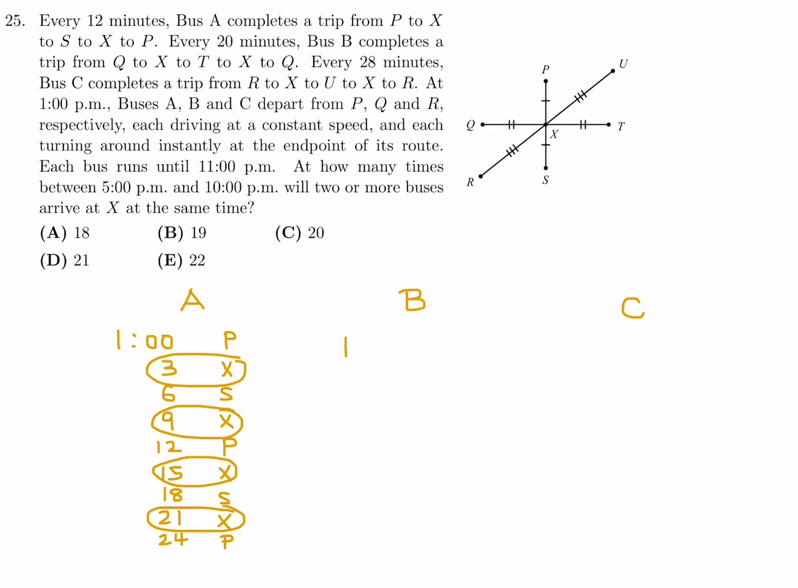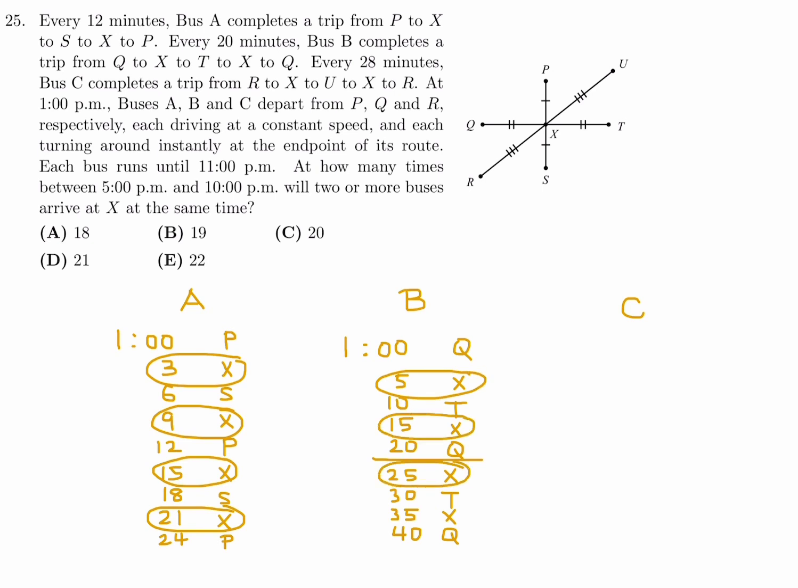In a very similar way, we'll do the story for bus B. It starts at 1 p.m. and it is originally at Q. And then every 20 minutes, so you've got to divide that by 4. So every 5 minutes, so 5, 10, 15, and 20 is where it meets at X, T, X, and then back at Q again. And in a very similar way, every 5 minutes after that, 25, 30, 35, and 40, it would be at X, T, X, Q, like that. So here, as you can clearly see, you start at 5 minutes, but then every 10 minutes after that, you're going to be back at X.